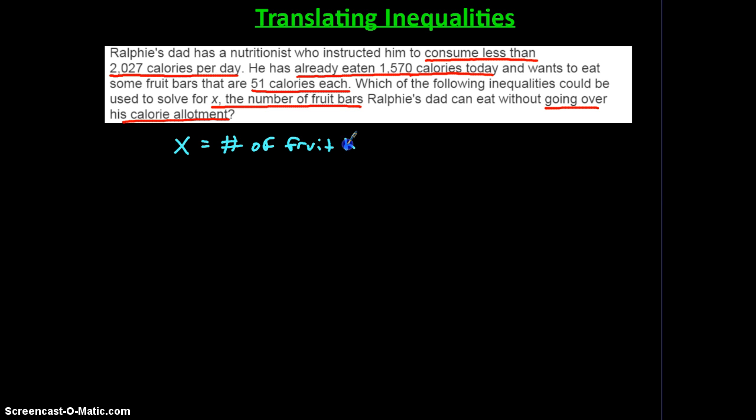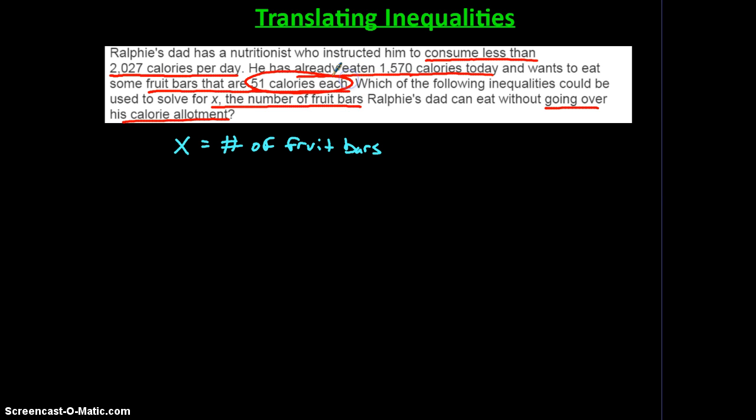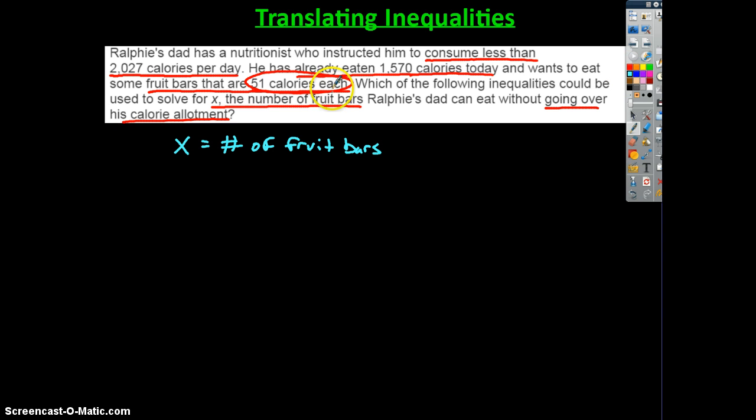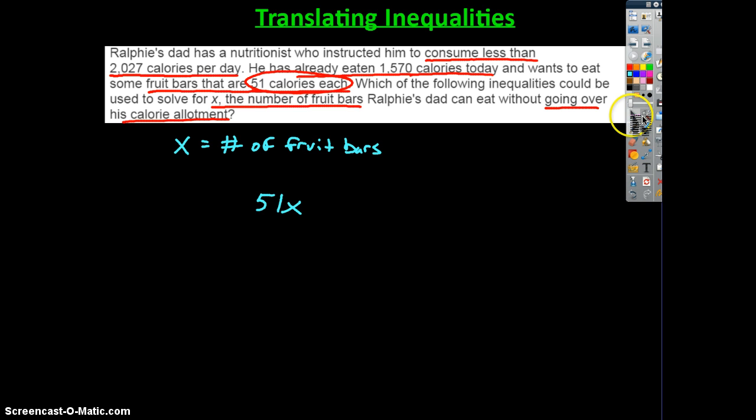So again, what value in this word problem attributes to the number of fruit bars? Which value up there actually goes along with it? Well, here I look directly at the fruit bars are 51 calories each. So a lot of times I'll ask my students, if you have one fruit bar, how many calories is that? I'll say 51. 2 fruit bars, 102. And they keep going because we know that this each is a rate, right here, that means that we would have 51 times x, the number of fruit bars that we're talking about in this case.